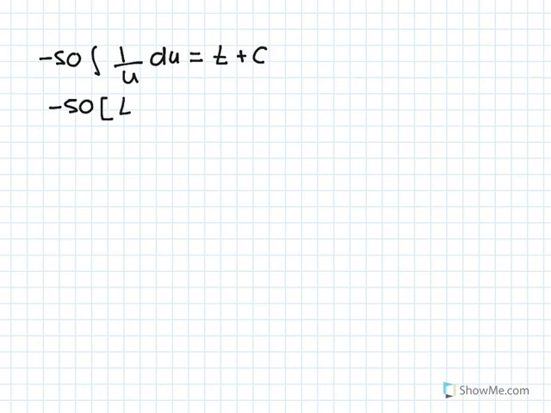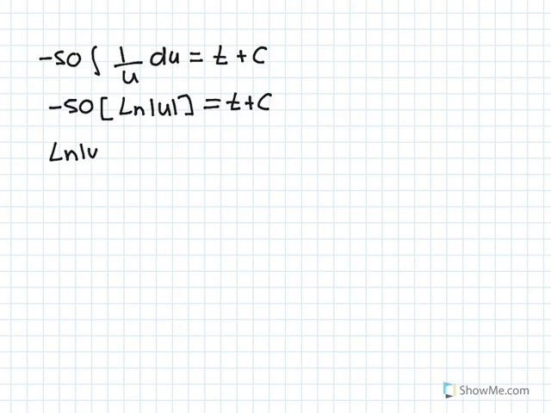So we have negative 50 integral 1 over u du is equal to t plus c. Now integrating the left-hand side, we get negative 50. What is the antiderivative of 1 over u? That's just log of u. And the right-hand side has already been integrated. Let's isolate log of u.